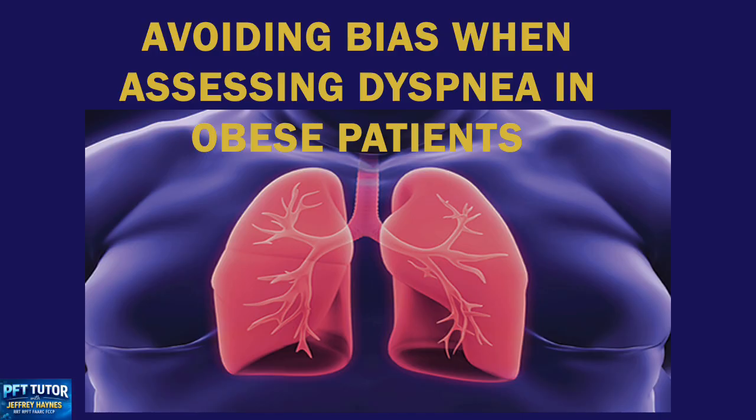In this video, we're going to discuss avoiding bias when assessing dyspnea in obese patients. Let's face it, we're all human, which means we're all subject to bias and jumping to conclusions based on that bias. As clinicians, we have to make a concerted effort to avoid this trap because it can cloud our judgment and lead to poor clinical decision making.